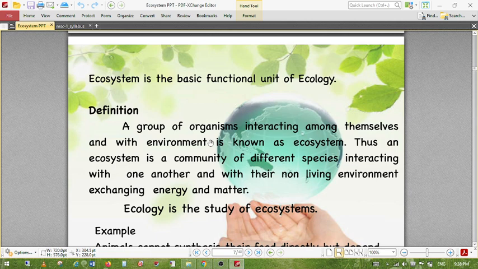Sorry, ecology is the study of the ecosystem. Obviously there are different types of ecosystem. For example, animals cannot synthesize their food directly but depend on the plants either directly or indirectly. We cannot live without plants, that is impossible. Without solar energy, without water, air, that is impossible. So directly or indirectly we are depending on other species. What type of dependence, how the interaction works, that is going to be completely studied in ecology.